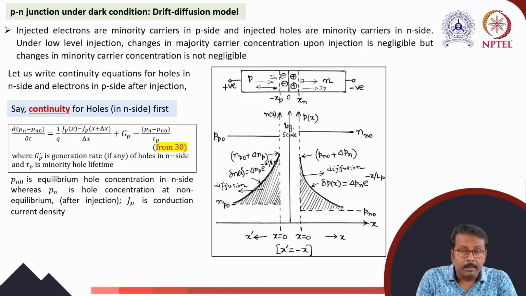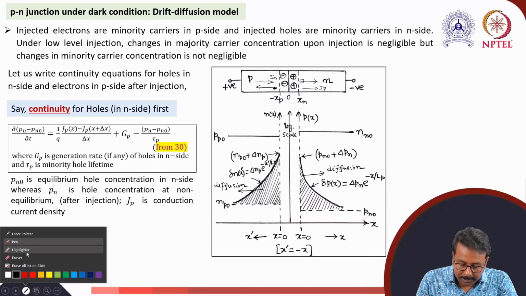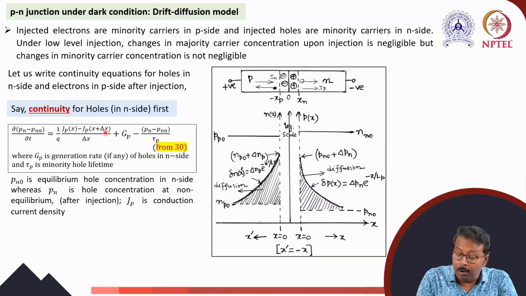So, coming back to the continuity equation, we can write the continuity equation for, say, holes in the n side first. So at any position here, the rate of change of extra holes, that is Pn minus Pn0. Say Pn is denoted as the concentration of holes after injection, and Pn0 is the equilibrium value. So what is the excess value? This is the extra value, Pn minus Pn0.